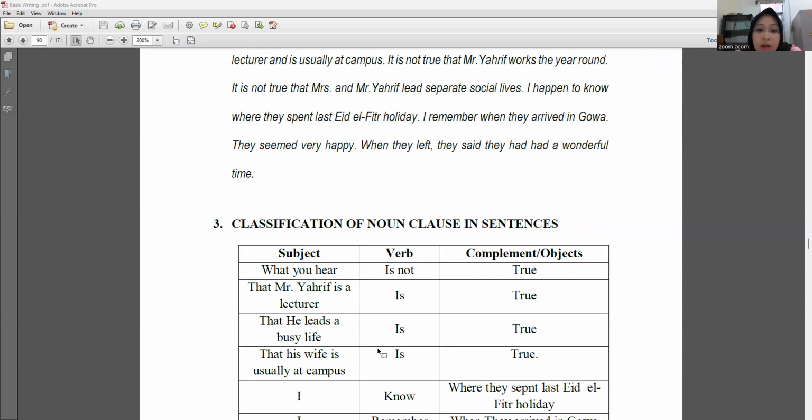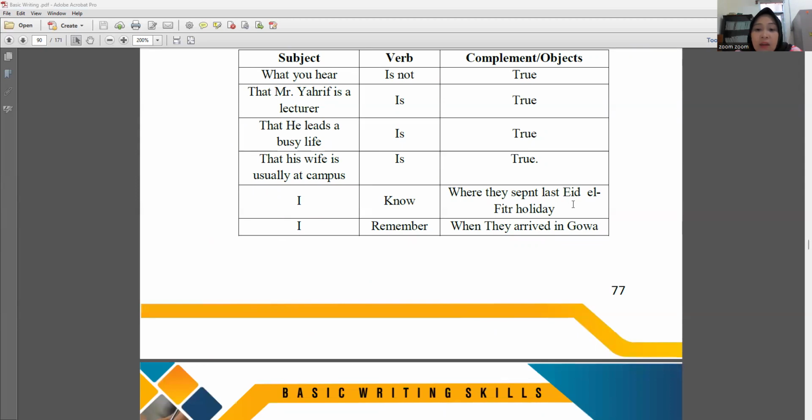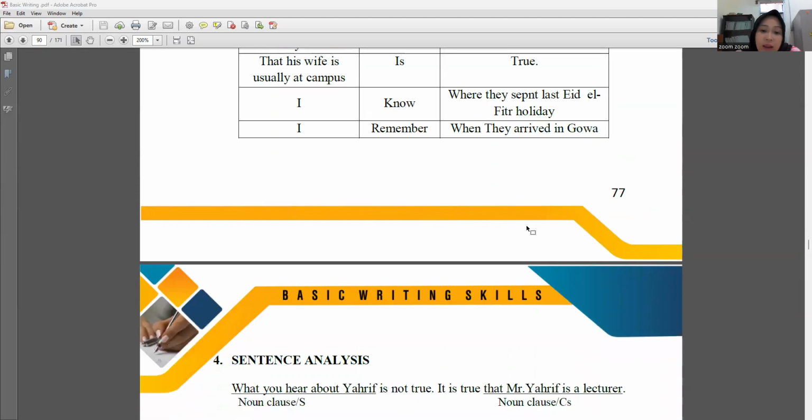Okay, let's see here. Classification of noun clause in sentences. So we have the subject, for example, what you hear, and then is not as a verb, and the complement is true. And then we also have the subject that Mr. Yahrif is a lecturer, and is as the verb, and complement or object true. Yeah, I know where they spend the last Eid al-Fitr holiday. So we have subject I, verb know, and also complement or object where they spend last Eid al-Fitr holiday.